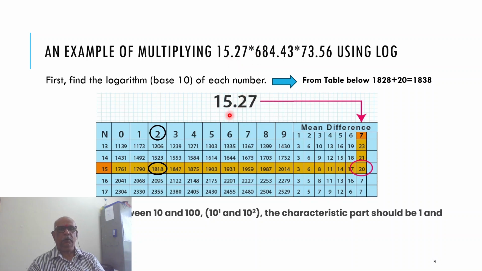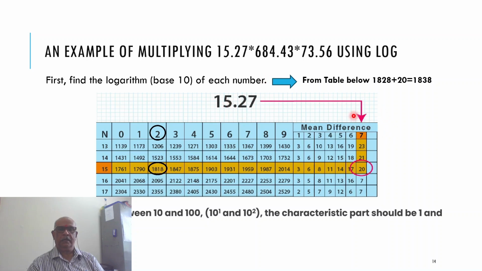So what they did was they created a table of logs. So here is a sample log table. For example, if I want to know the log of 15.27, I have 15 over here, this 15, then the 2, right?